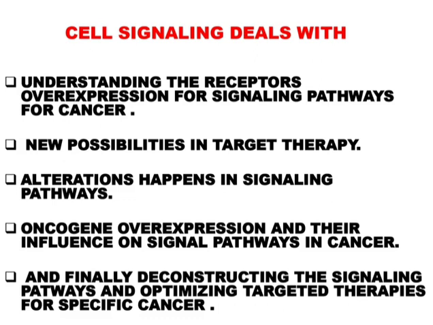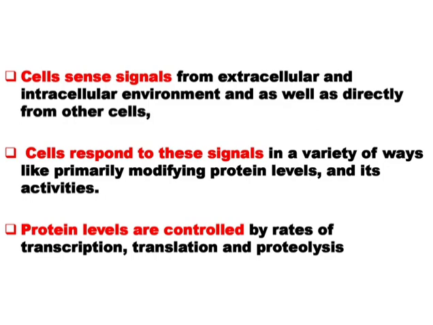The cell receives signals from the intracellular environment, from the extracellular environment, and directly from the neighboring cells. So any cell has three kinds of signals: one from within the cell, one from outside the cell, that is the extracellular matrix and extracellular environment, as well as from the neighboring cells. Cells respond to these signals in a variety of ways, primarily by modifying the level of protein production and its activities. The protein levels are controlled by the rate of transcription, translation, and proteolysis. So these all are interlinked.